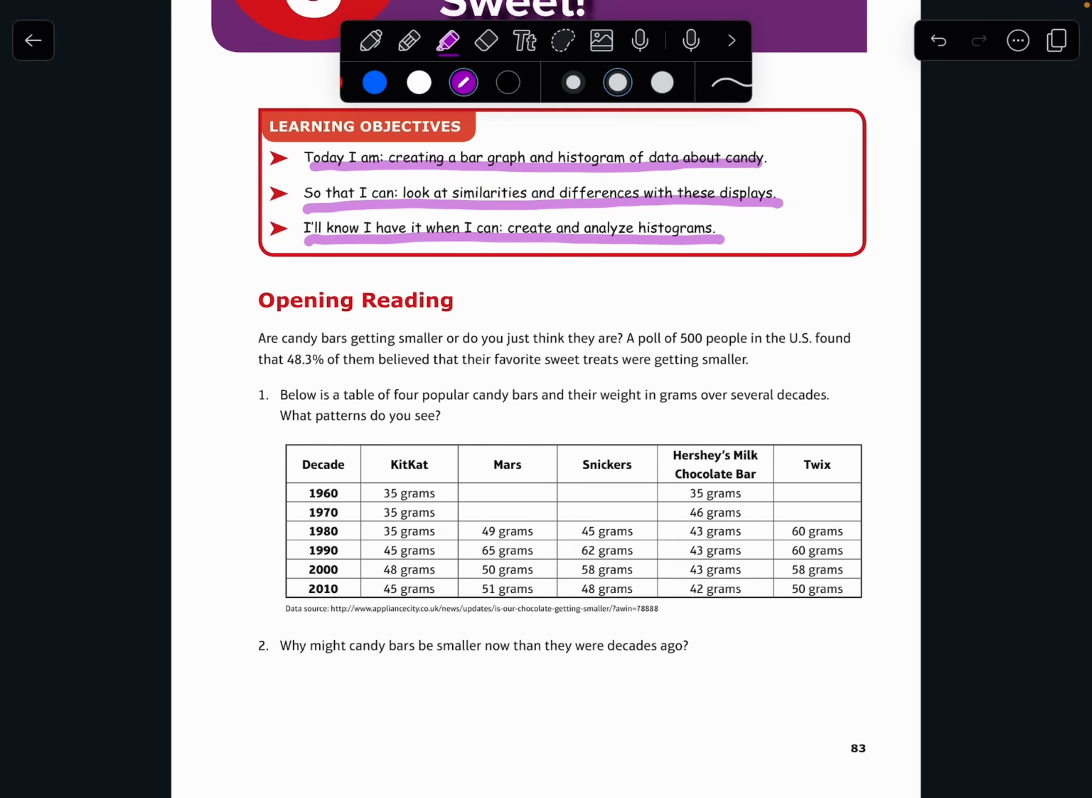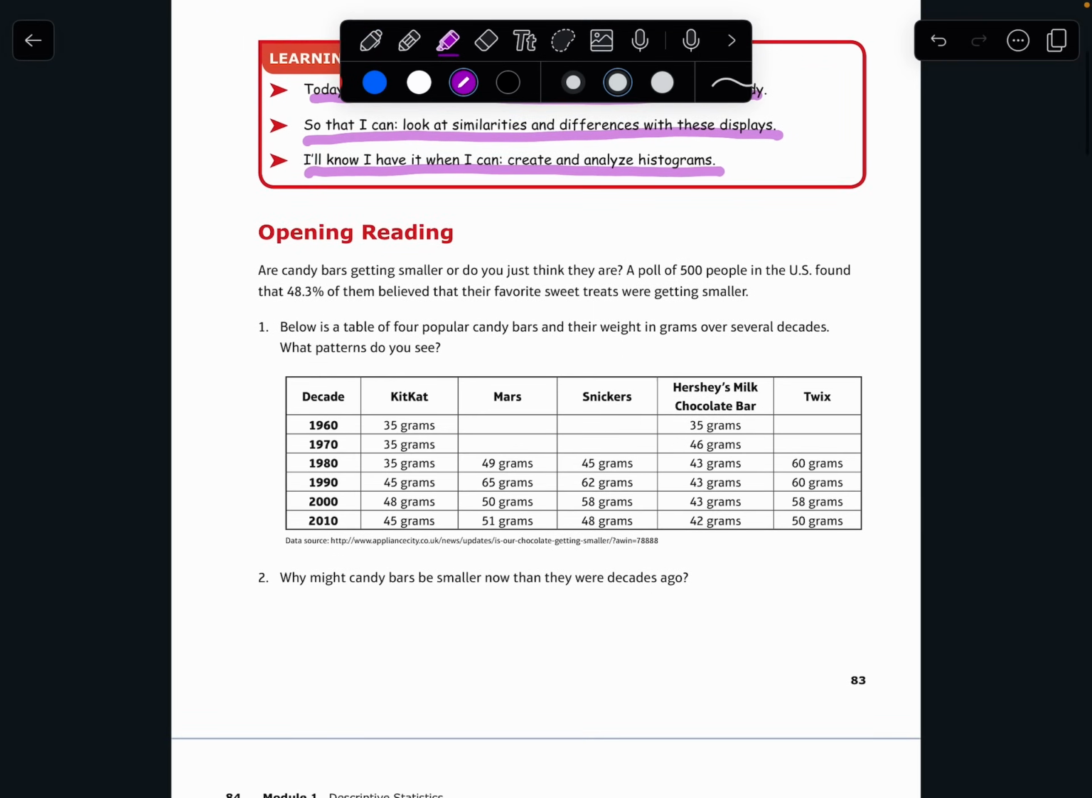So are candy bars getting smaller, or do you just think they are? A poll of 500 people in the US found that 48.3% of them believe that their favorite sweet treats were getting smaller. Well, let's go ahead and dive into it. Number 1 says below is a table of 4 popular candy bars and their weight in grams over several decades. What patterns do you see?